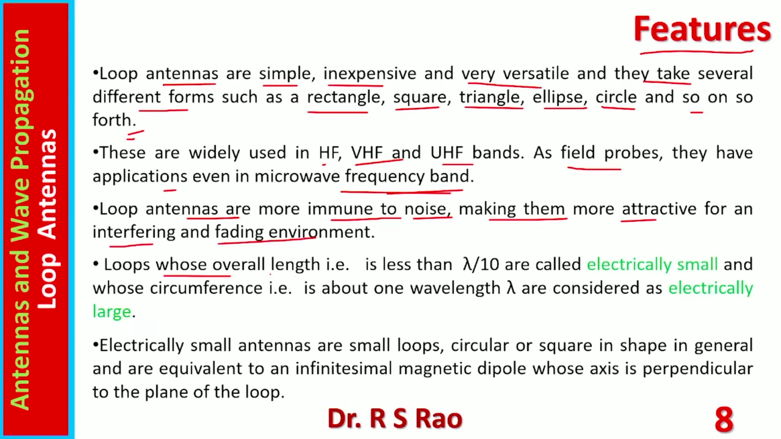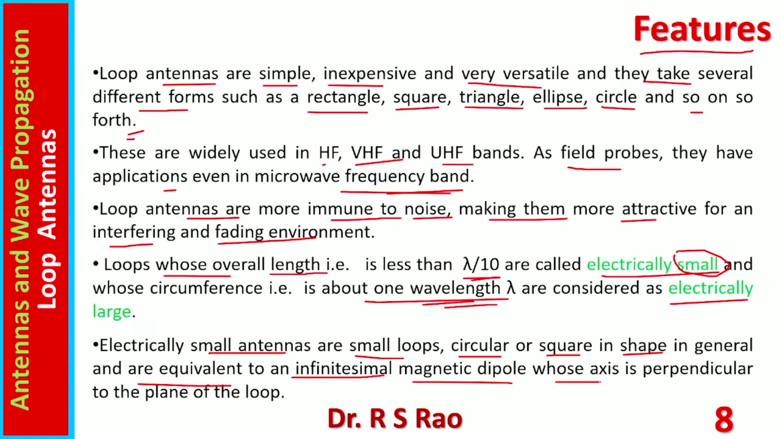Loops whose overall length is less than lambda by 10 are called electrically small, and those whose circumference is about one wavelength are considered electrically large. So small means less than lambda by 10, large means about one wavelength. Electrically small antennas are small loops, circular or square in shape in general, and are equivalent to an infinitesimal magnetic dipole whose axis is perpendicular to the plane of the loop.